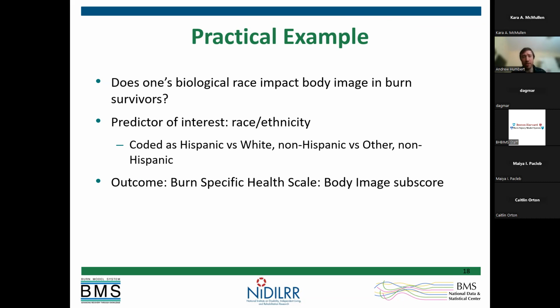But this race and ethnicity is going to be coded as Hispanic versus white non-Hispanic versus other non-Hispanic, combining some of these categories just for sample size reasons, admittedly losing a lot of that granularity and differences between some of these subgroups. But we need to combine them to keep our sample size reasonable. And then our outcome is going to be the Burn Specific Health Scale with the body image subscore as our outcome of interest.